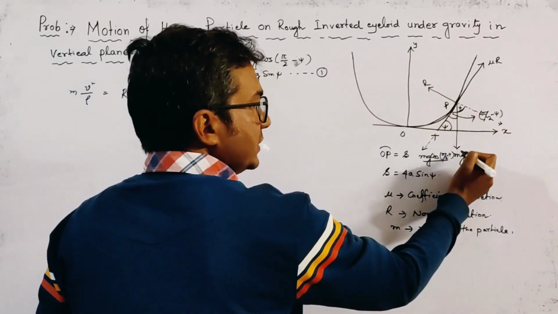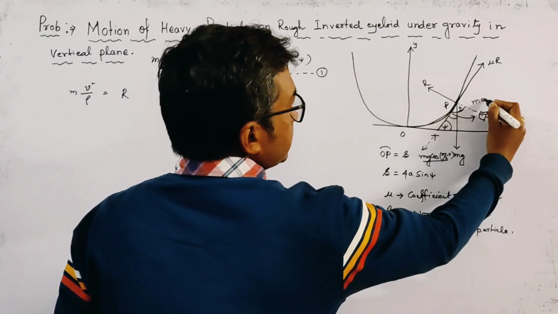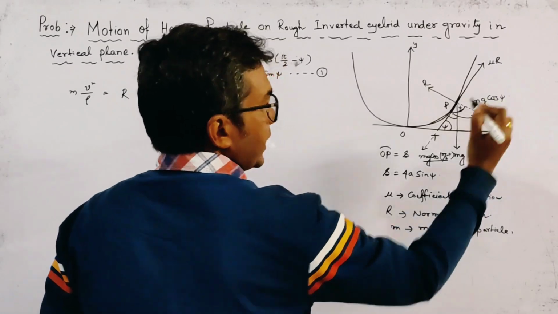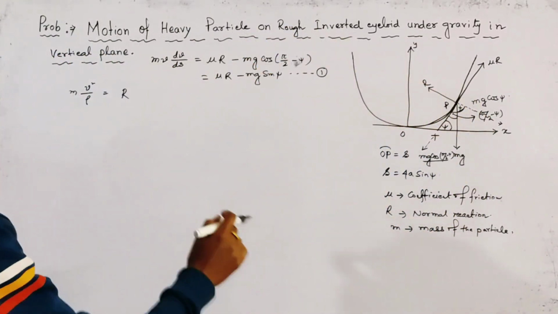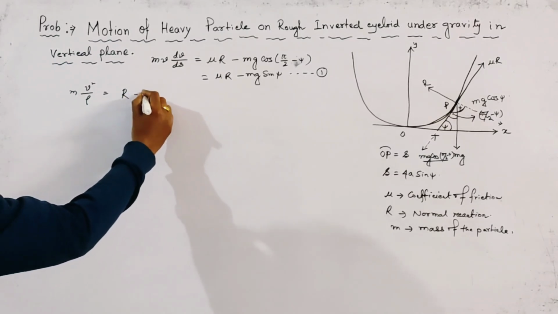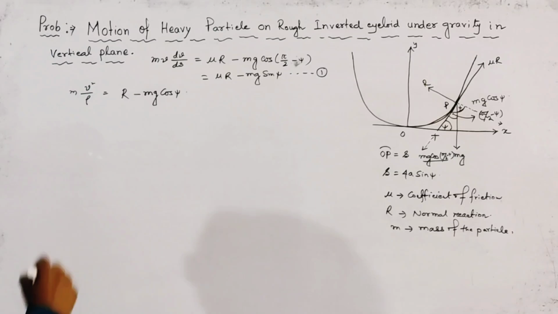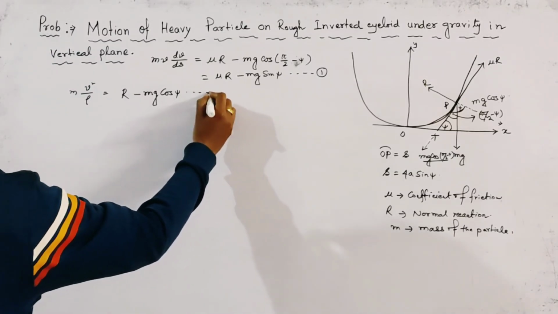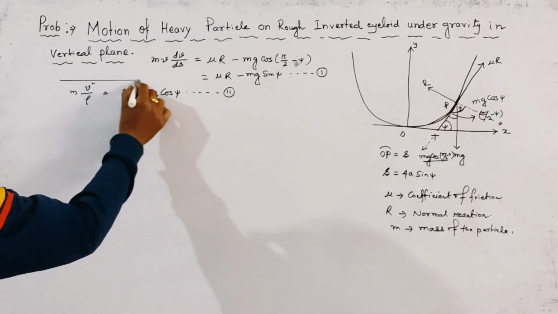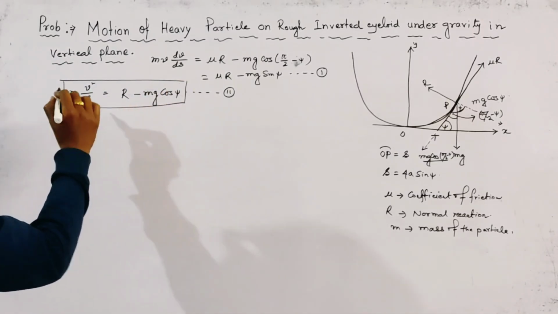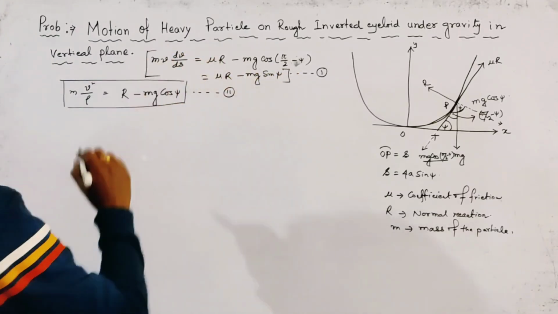So the component of mg along this direction is mg cos ψ, and this is negative to the normal direction. So we get minus mg cos ψ, and this is the second equation of motion, the normal equation of motion. These two are the equations of motion: one is tangential, and this one is normal.